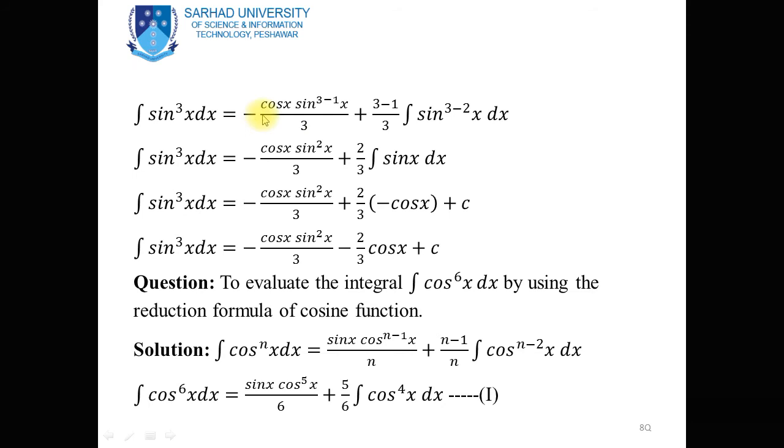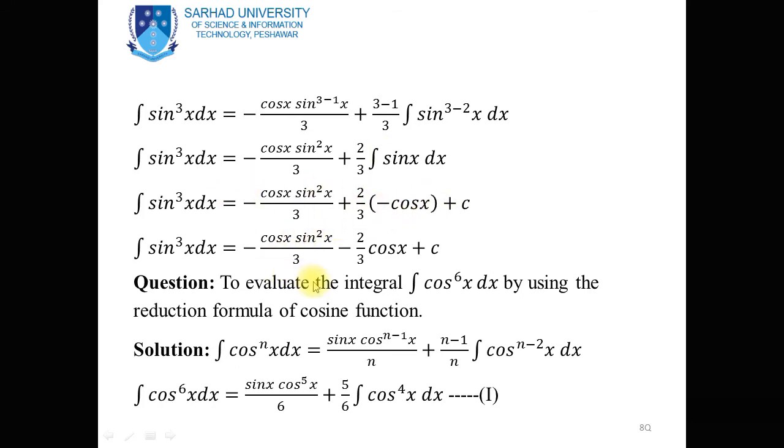So we have minus cos x into sine square x divided by 3 plus 2 by 3 into integration of sine x with respect to x. Now the integration of sine x is equal to minus cos x, and this is the required result.